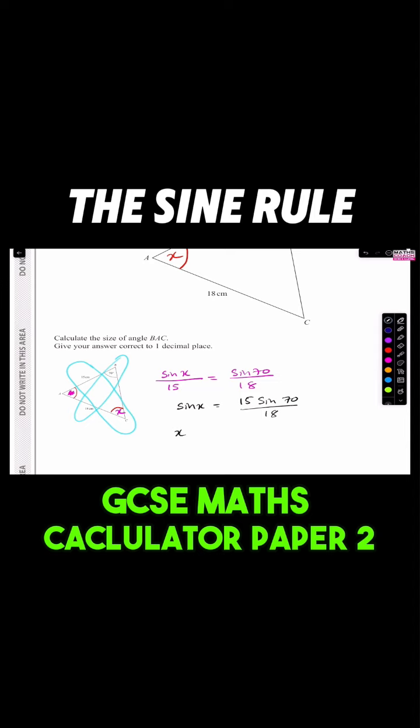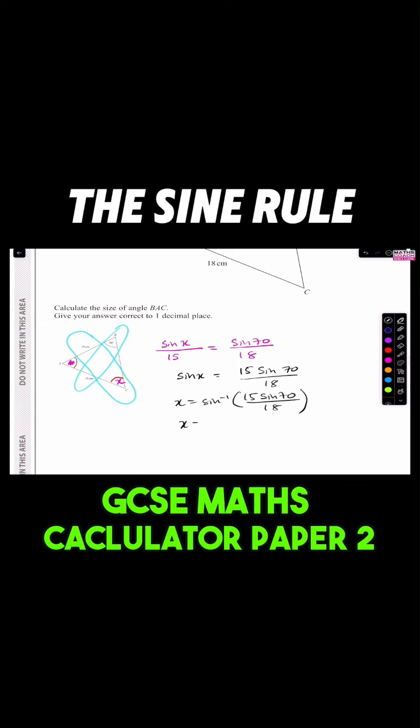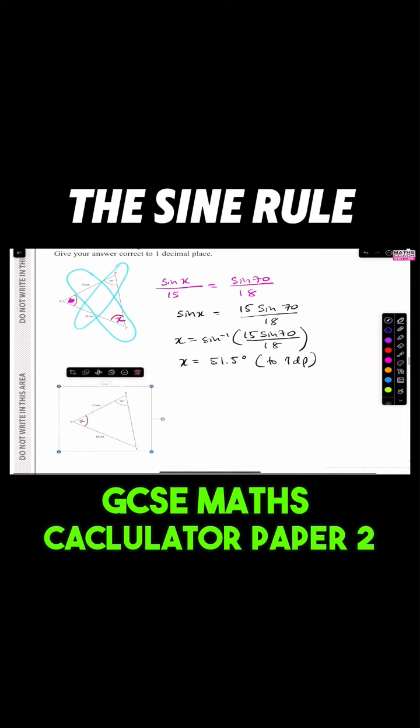I'm finding an angle, so I need to do the inverse of sine. So that's inverse sine of 15 sine 70 over 18. And then if I put that into my calculator, I get 51.5 degrees to 1 decimal place. Now, what does that mean? I have now found this angle, which is 51.5 degrees.